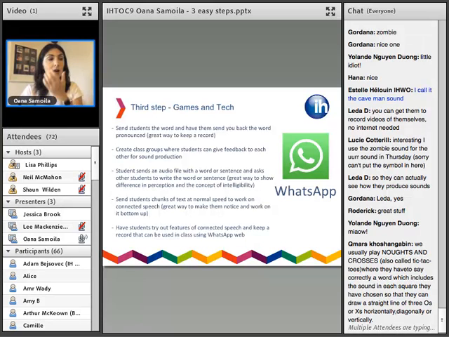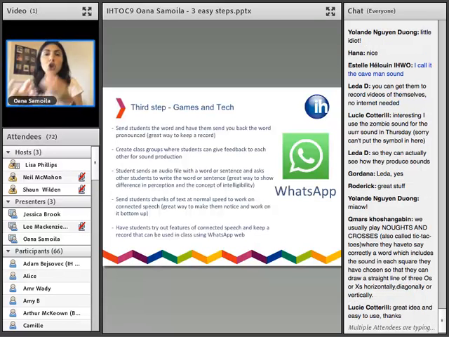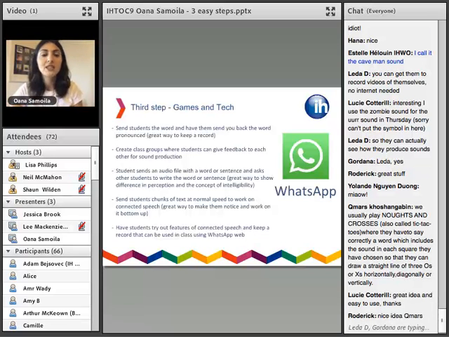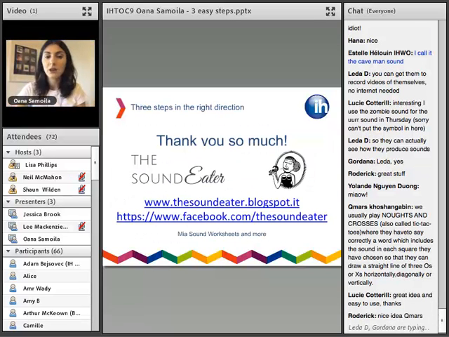Using WhatsApp Web, you can also basically use it to show when they're not doing it the right way. So it can work in any which way.